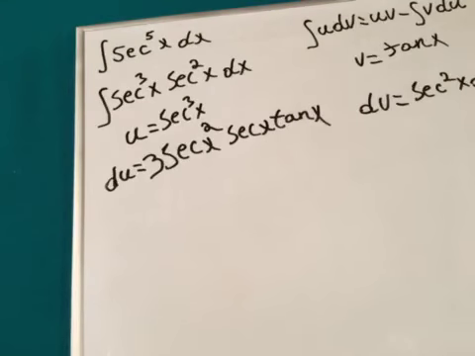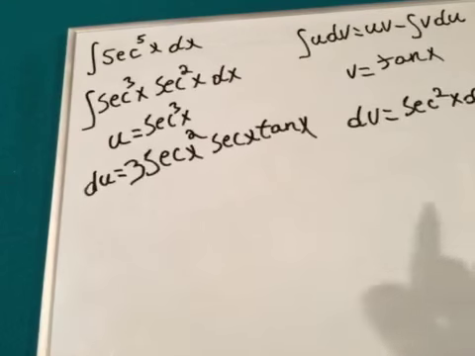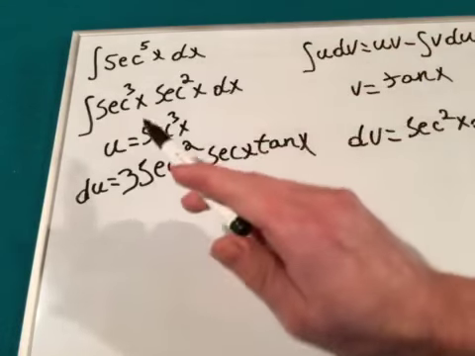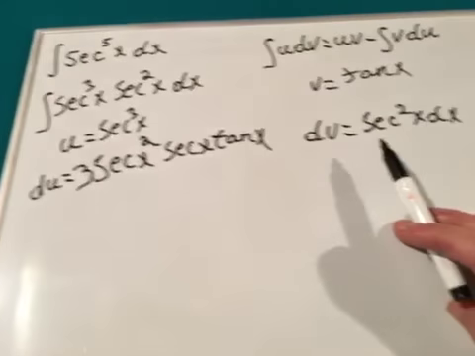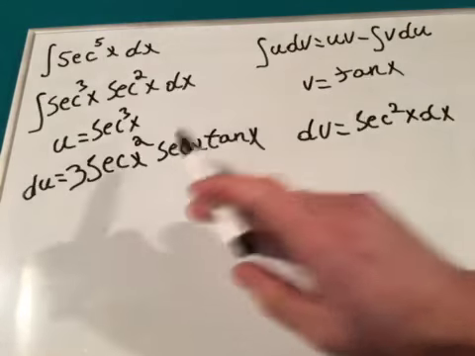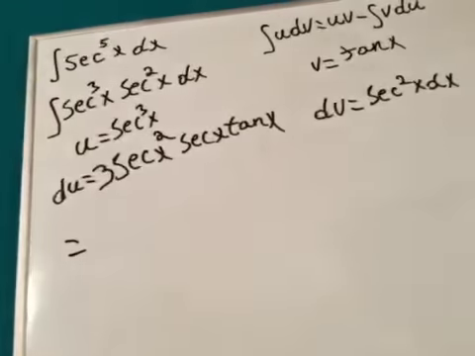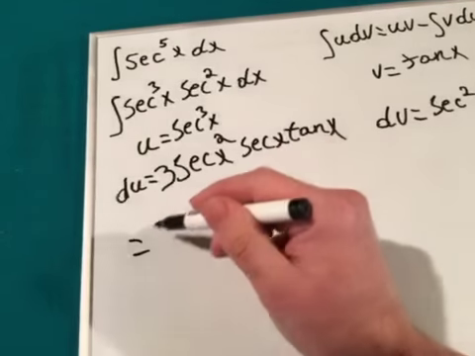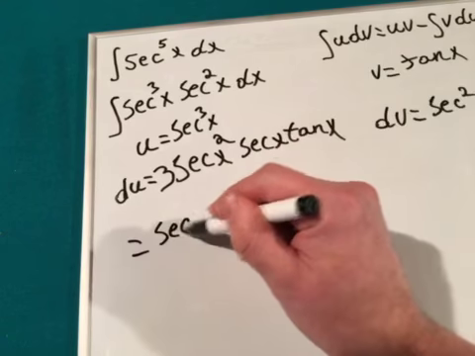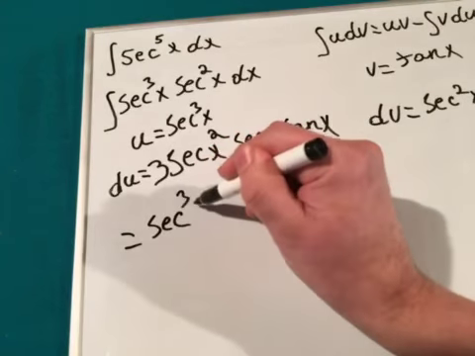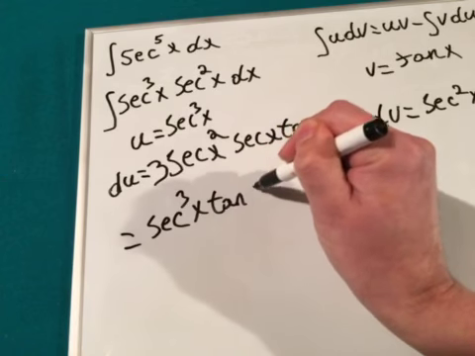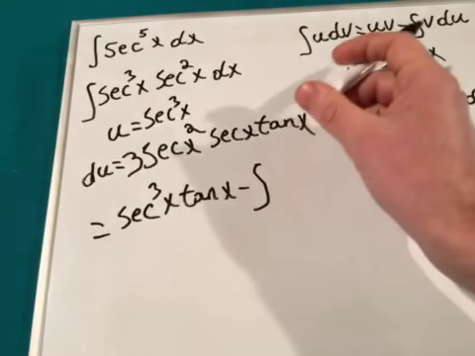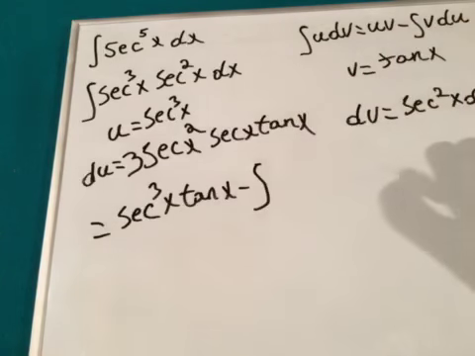Okay, so now integration by parts says that the integral of u dv, secant cubed x times secant squared x dx, is equal to u times v. My u is secant cubed, my v is tangent, so that's secant cubed x tangent x, minus the new integral, which is the opposite axis. The v du is always going to be the opposite axis. We set it up this way.